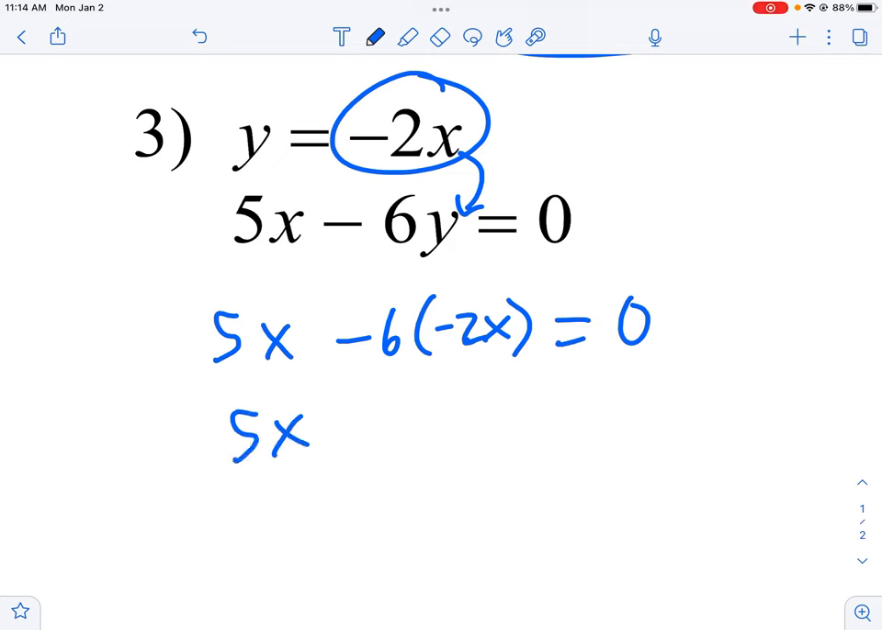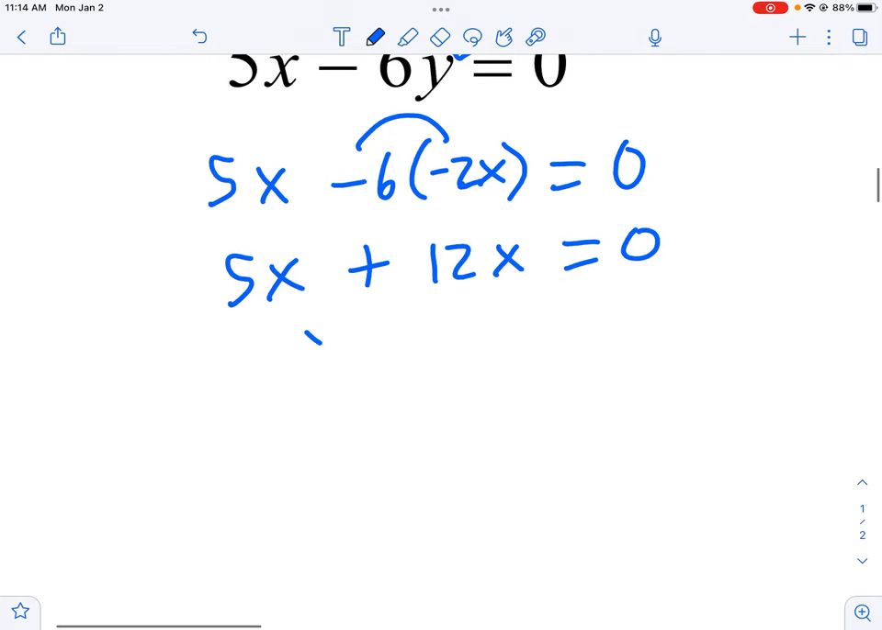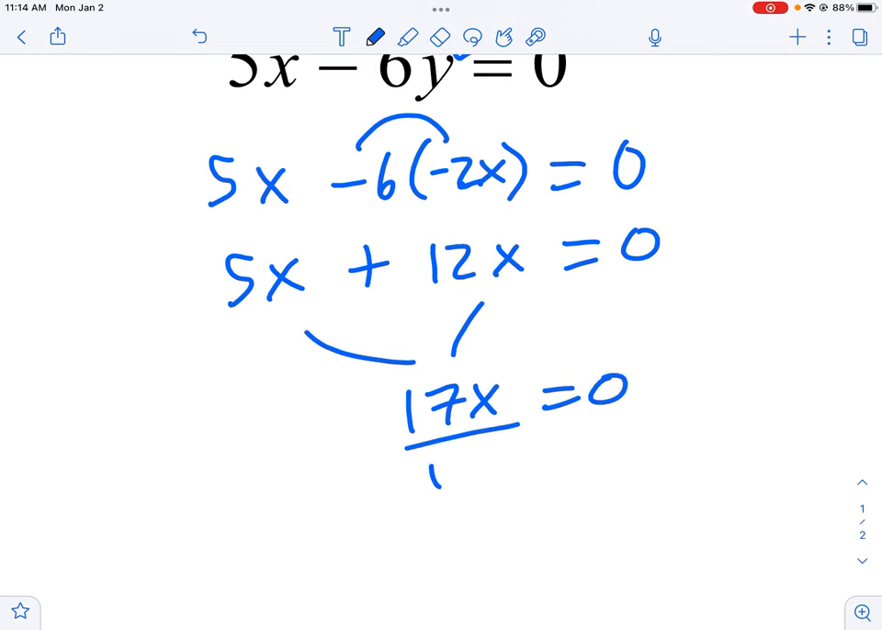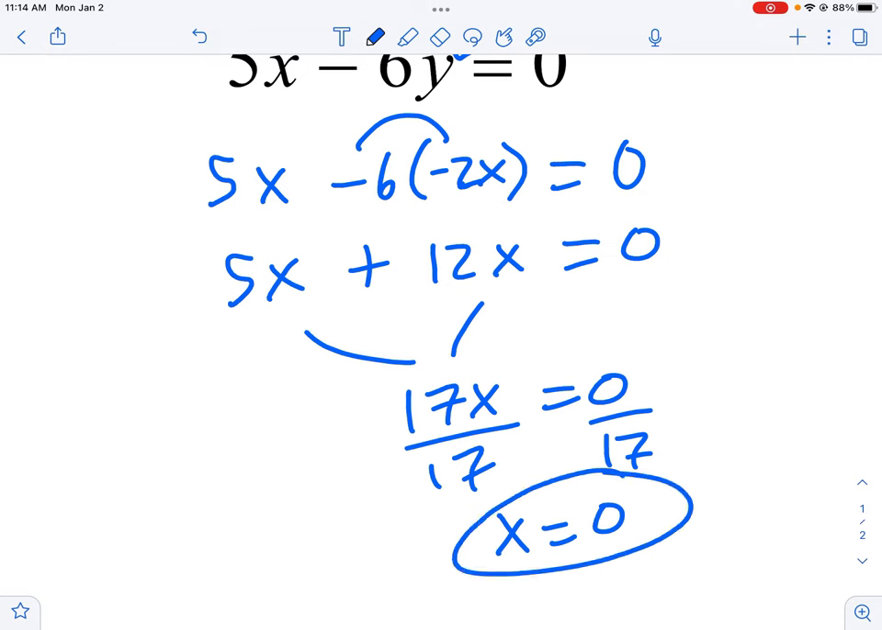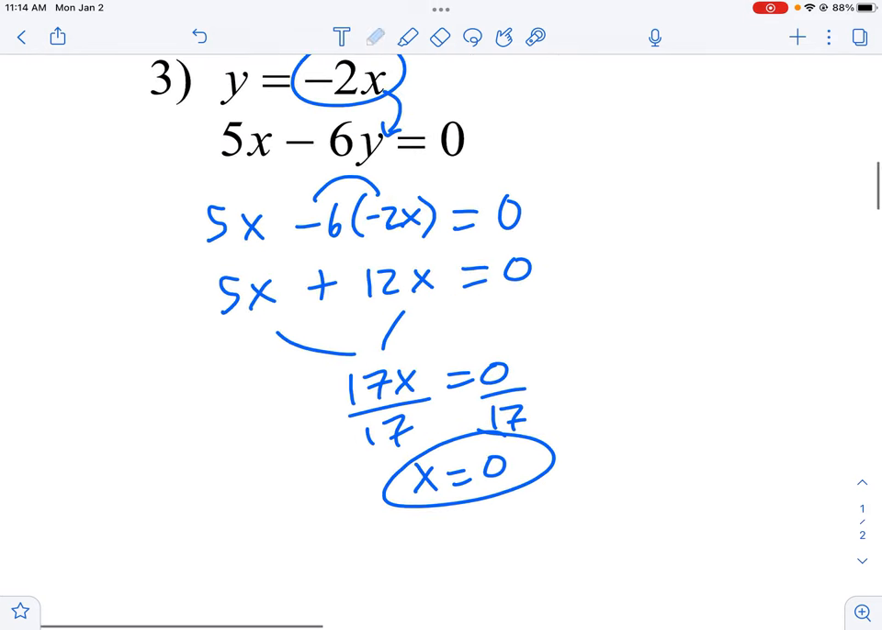5x stays here. Negative 6 times negative 2 is positive 12. And then the x stays there. We can combine these together. We got 17x equals 0. And you can divide by 17 to get your x value of 0. Hooray, we got it. This time we are not done because this doesn't tell us the y value.